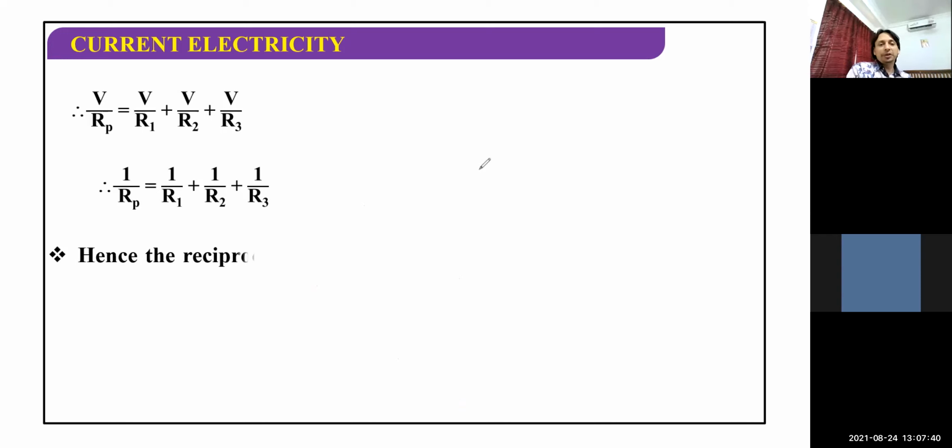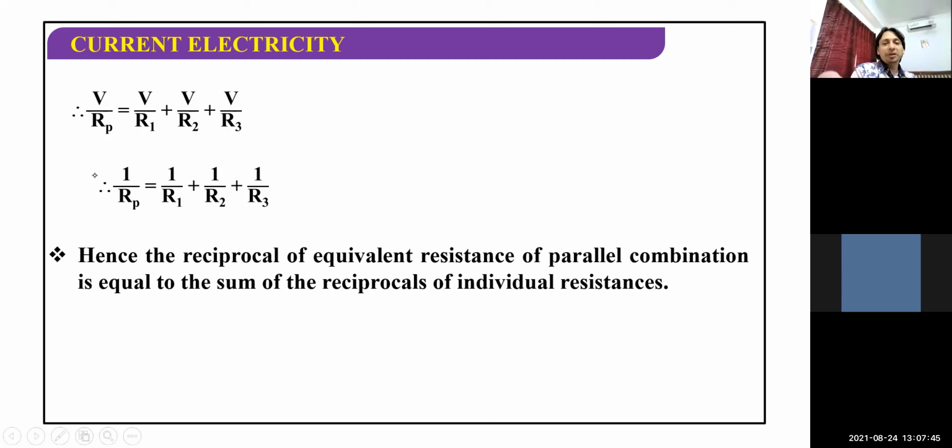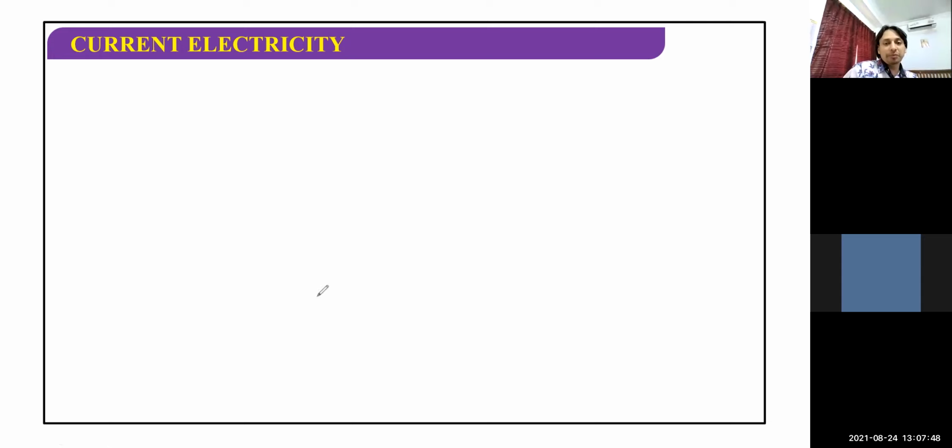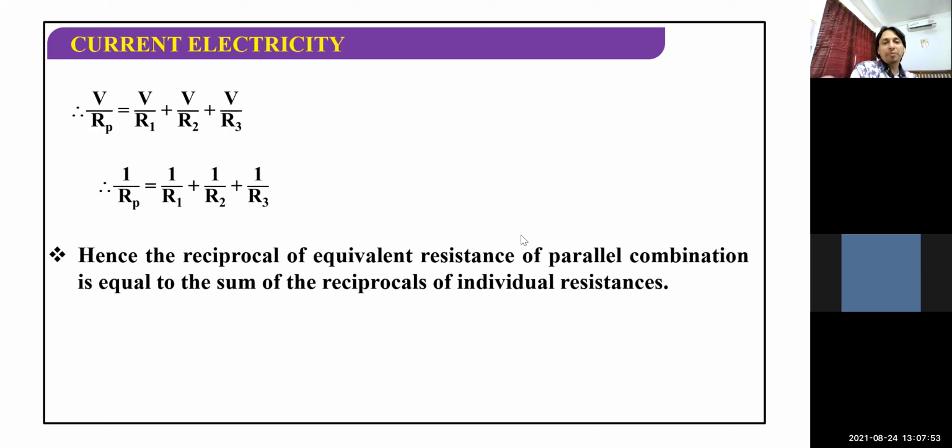In parallel combination, children, you have to remember this result. The total resistance in parallel combination is given by a very important equation, a very important result of parallel combination: 1 by Rp equals 1 by R1 plus 1 by R2 plus 1 by R3. If a fourth resistor is there, plus 1 by R4. If a fifth resistor is there, plus 1 by R5. If only two are there, 1 by R1 plus 1 by R2. So that is the equation to calculate the total resistance in parallel combination.